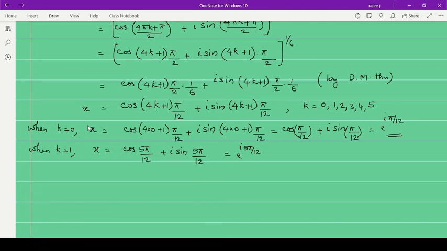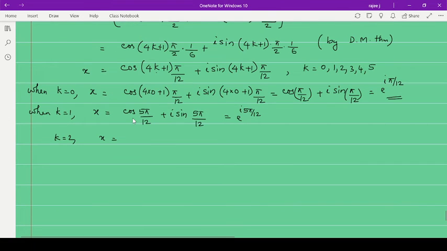Now k is equal to 2. Once you get 1 or 2, it's very easy to write. Here it is 1, here it is 5, next will be 9, 5 plus 4, 9. Like that, you just have to add 4. So k equal to 2, 4 2s are 8, 8 plus 1, 9. So it will be cos 9 pi by 12 plus i sine 9 pi by 12, and this can be written as e raised to i 9 pi by 12.